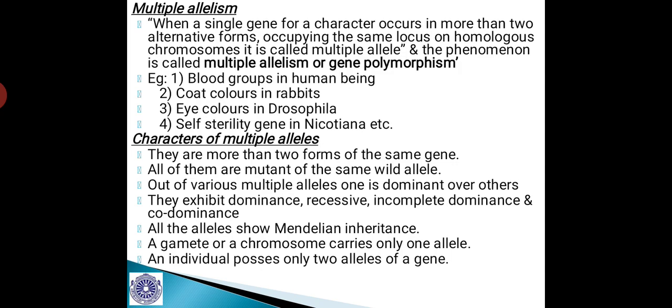Coming to some important characteristics of multiple alleles. Number one, there are more than two forms of the same gene. All of them are mutants of the same wild allele. And out of various multiple alleles, one is dominant over others. They exhibit dominance, recessiveness, incomplete dominance and codominance, so different patterns of inheritance are observed. All the alleles show Mendelian inheritance only. A gamete or a chromosome carries only one allele, and an individual possesses only two alleles of a gene.